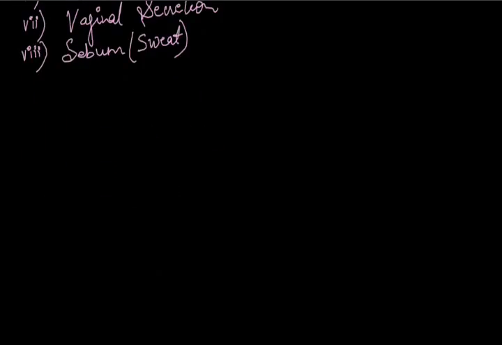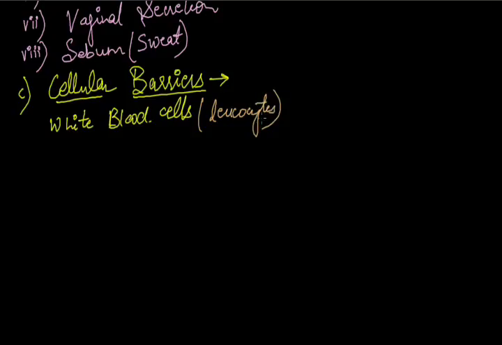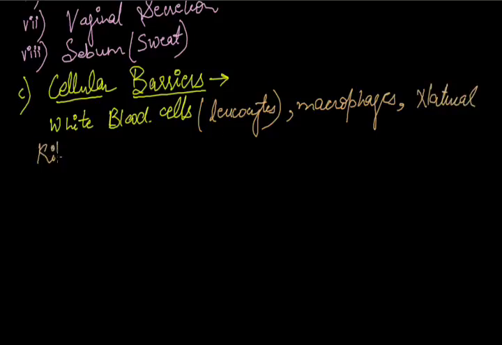Next, we'll deal with the third barrier of innate immunity, the cellular barrier. As the word suggests, cellular, it consists of various cells which kill the microbes or pathogens. The cellular barrier includes various white blood cells, which are also called leukocytes, macrophages, natural killer cells, also called NK cells, and the complement system.